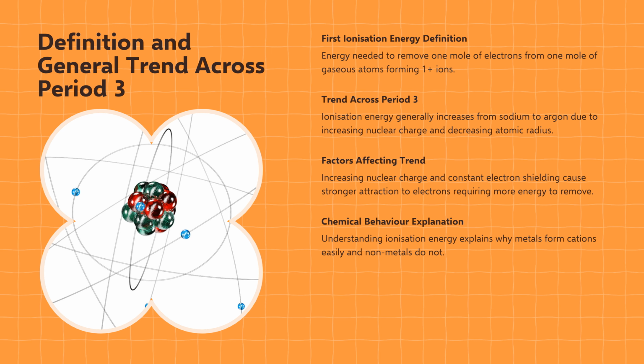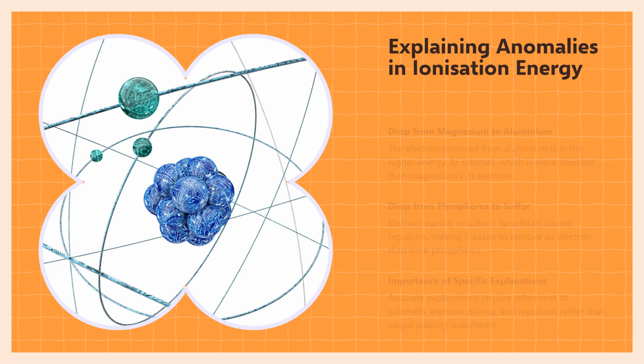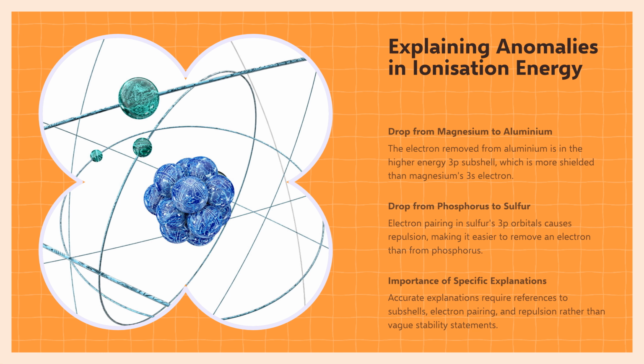As atoms become smaller and the attraction between the nucleus and the outer electron increases, more energy is required to remove that electron. Although first ionization energy generally increases across period 3, there are notable anomalies between magnesium and aluminium and between phosphorus and sulfur. The drop from magnesium to aluminium occurs because the electron removed from aluminium is from a 3p subshell, which is higher in energy and more shielded than the 3s electron removed from magnesium. This makes it easier to remove despite the increased nuclear charge.